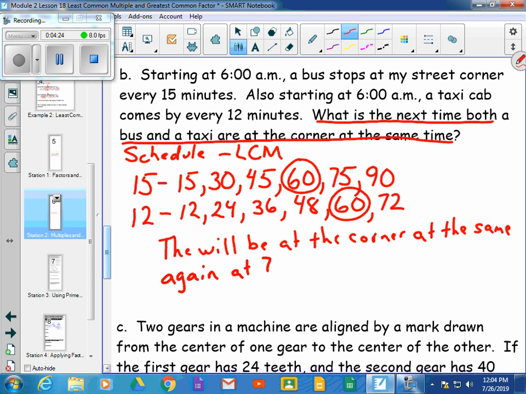at 7 a.m. Make sure you understand that just because you're finding the least common multiple, that's not your final answer. Understand that that means 60 minutes in this case. The question was what time, so add 60 minutes on to 6 a.m. and you get your final answer.